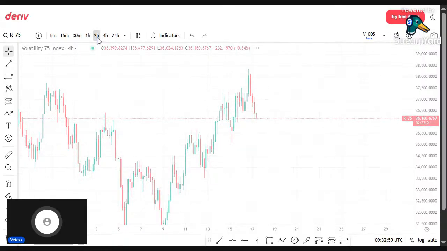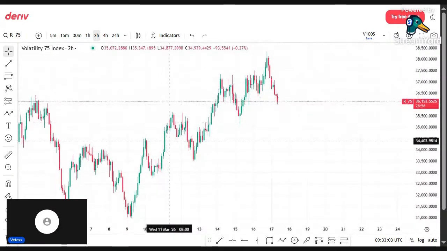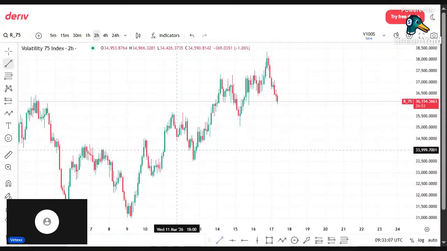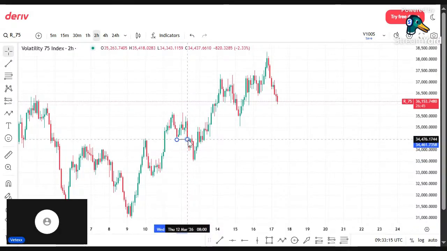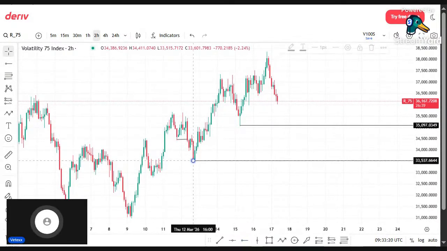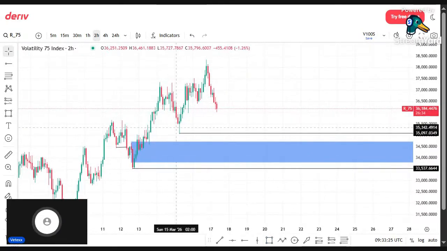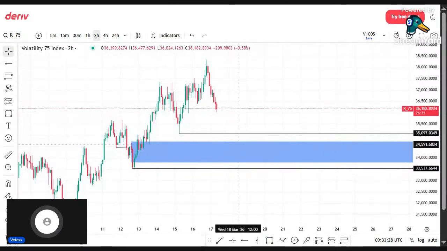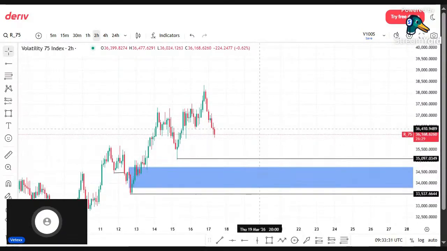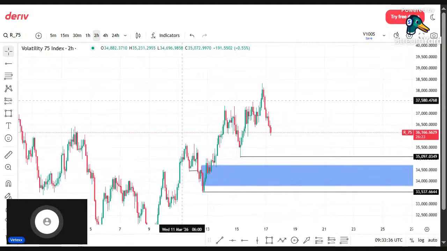Let me take it to the 2 hour time frame. So on this V75, we have a super liquidity here, or let me use this super liquidity, which is more clear. And then there is a structural liquidity here, and a protected low here. So this becomes our point of interest. We're anticipating the price to come into this zone, give us our confirmation and continuation setup, and then we look out for our confirmation before we buy. So this is what we have on V75.